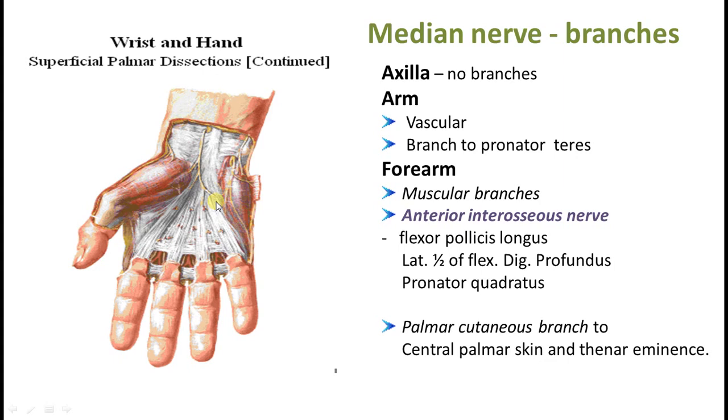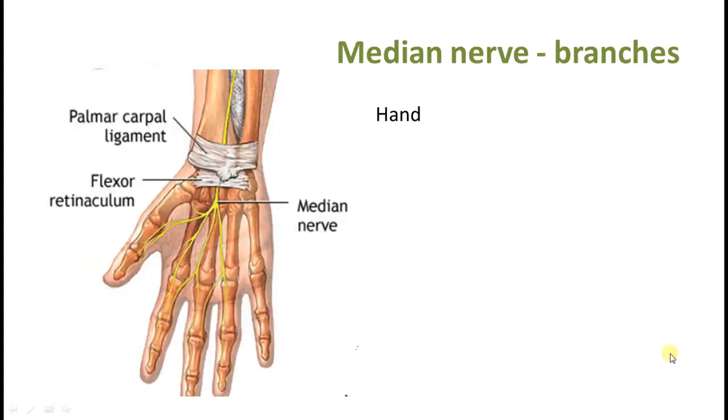So this palmar cutaneous branch of median nerve passes above the flexor retinaculum and supplies the skin over the central part of the palm and the skin over the thenar eminence. So, central palmar skin and the skin over the thenar eminence.